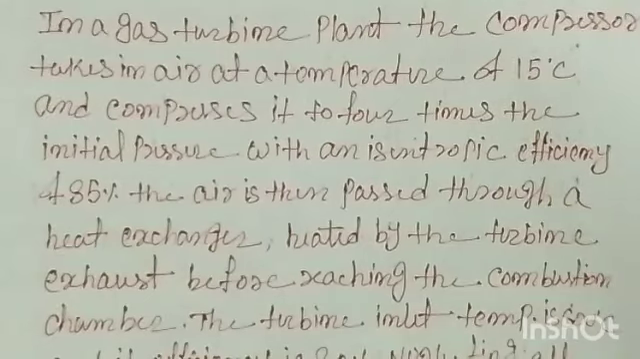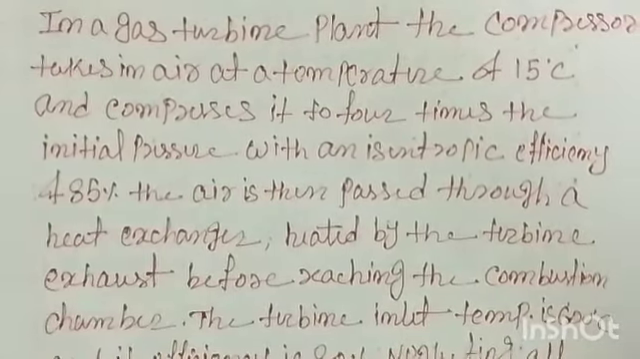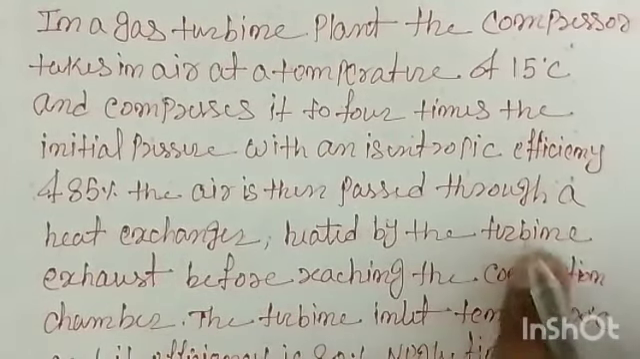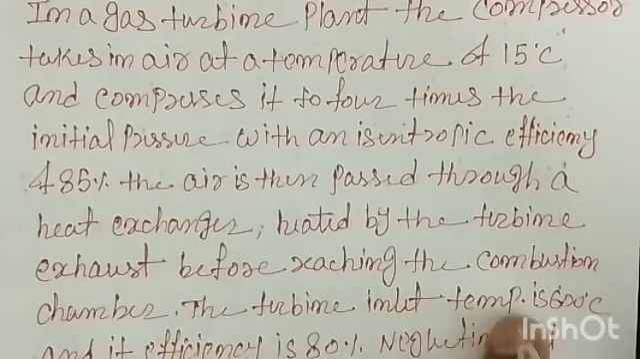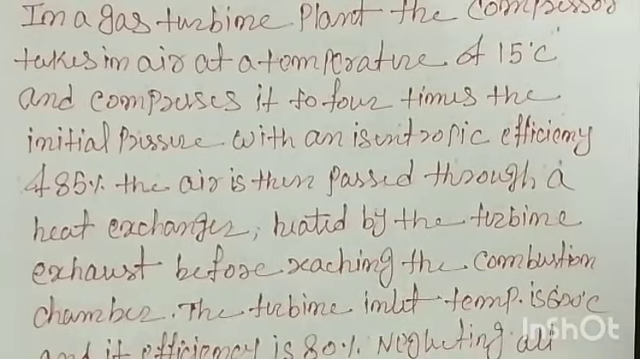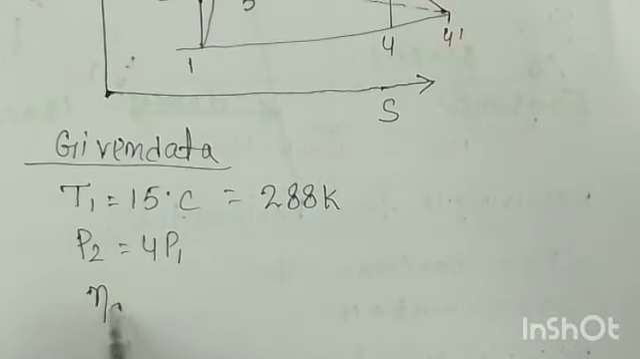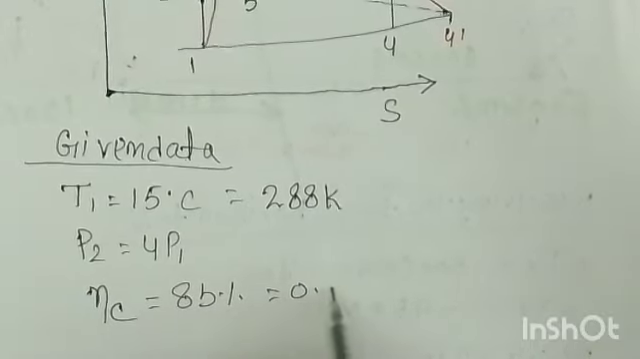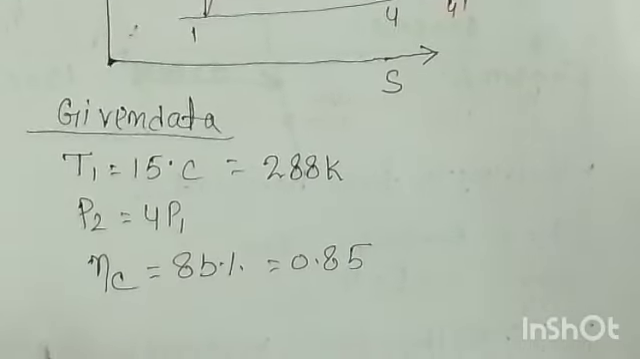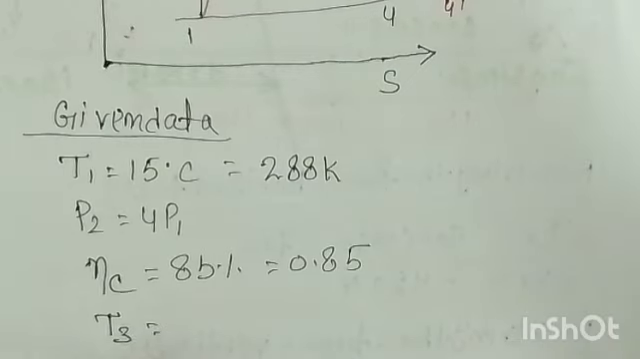Then the isentropic efficiency is 85%. Isentropic efficiency means compressor efficiency, and the air is heated by the turbine exhaust before reaching the combustion chamber. The turbine inlet temperature is 600, which means T3 is also given. So we have the compressor efficiency, which is the isentropic efficiency, eta C equal to 85%, which means 0.85. Alright, and the inlet temperature of the turbine, which means T3, is sometimes mentioned as the maximum cycle temperature, so do not be confused.